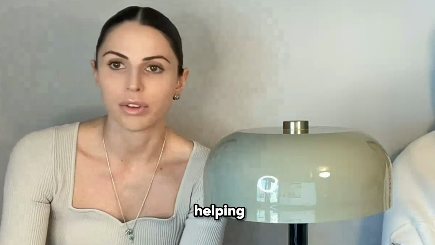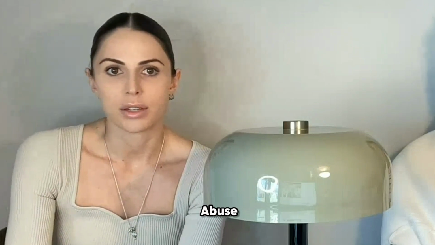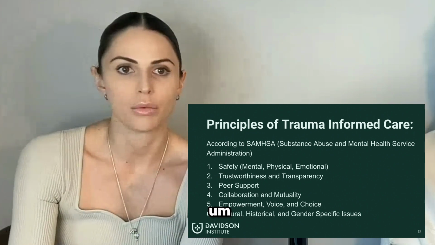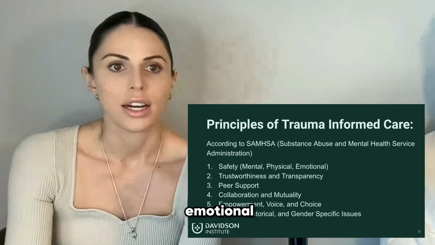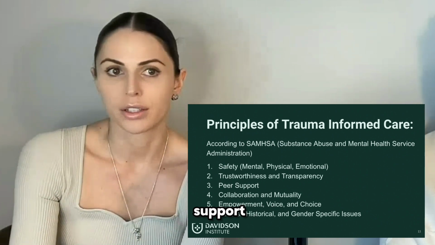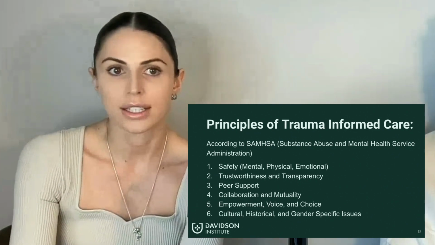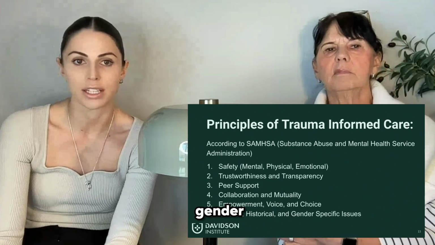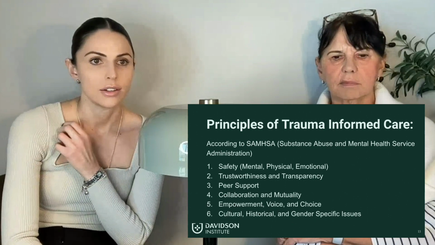So we'd like to cover the 6 principles of trauma-informed care because that really governs what we do in the clinic, and in the helping professions, it's essential. They were developed by SAMHSA, the Substance Abuse and Mental Health Services Administration, and we'll go through them. There's 6 of them. The first one is safety: mental, physical, emotional. Number 2 is trustworthiness and transparency. 3rd is peer support. 4 is collaboration and mutuality. 5 is empowerment, voice, and choice. 6 is cultural, historical, and gender-specific issues. So we will go through them. There's about 6 slides. Do you want to alternate?